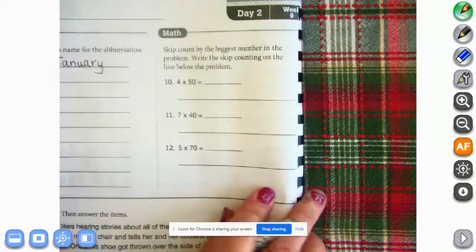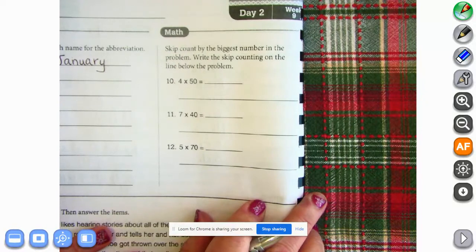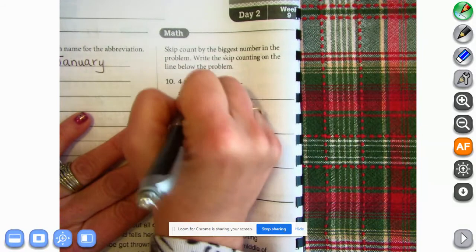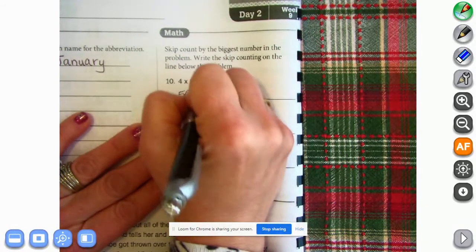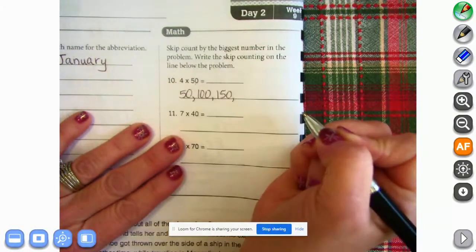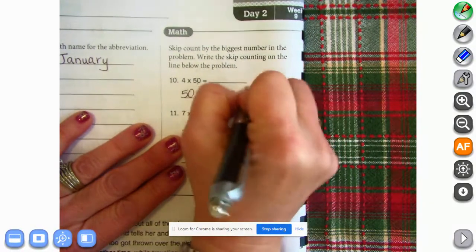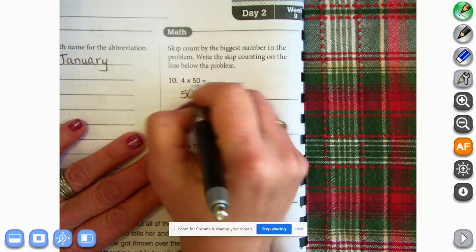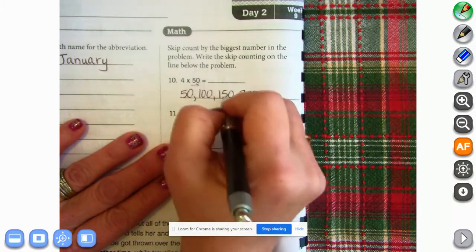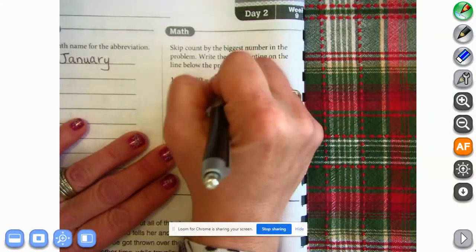All right, on the math, it says skip count by the biggest number in the problem. Write the skip counting on the line below the problem. All right, so we're going to skip count by 50. 50 plus 50 more is 100. Plus 50 more is 150. Plus 50 more is 200. So I skip counted by 50 4 times. 50 plus 50 plus 50 plus 50 is 200.